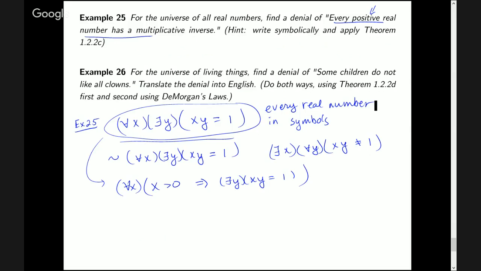So write it in symbols. It should be P implies Q. I did the wrong phrase. Sorry about that. I can't read. So for all x, x greater than 0 implies there exists a y, x times y is equal to 1. So negate that.